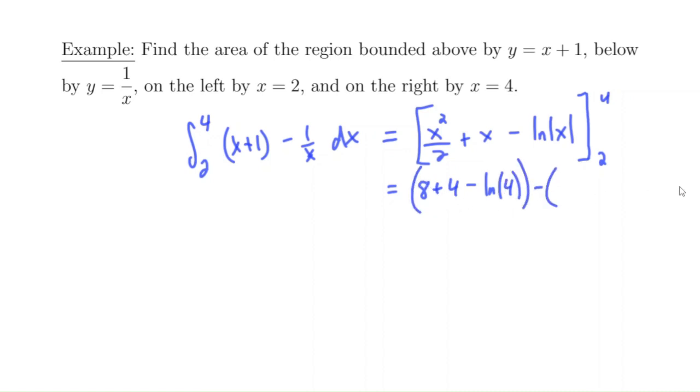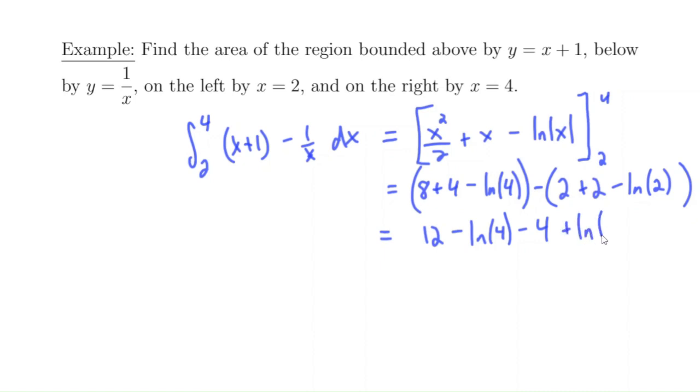And then we're going to subtract what we get when we plug in 2. When we plug in 2, we get 2 squared, which is 4, over 2, which is 2, plus 2 minus ln of 2. Okay, now this is really 4 plus 2 is 12. We have 12 minus ln of 4. And then 2 plus 2 is 4, and we're subtracting, so minus 4. And make sure to distribute this negative here. This will be plus ln of 2. So notice 12 minus 4 is 8. And then we have really a plus ln of 2 minus ln of 4.